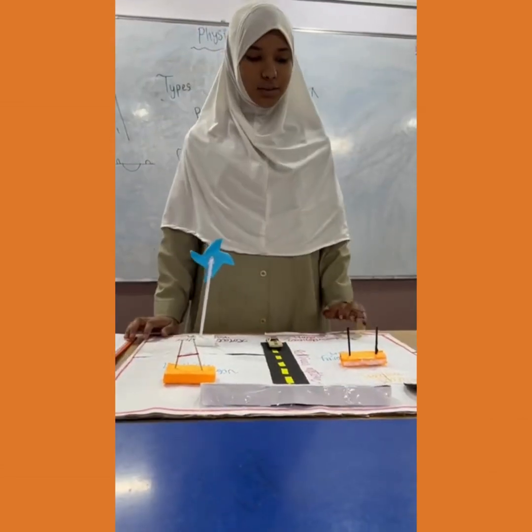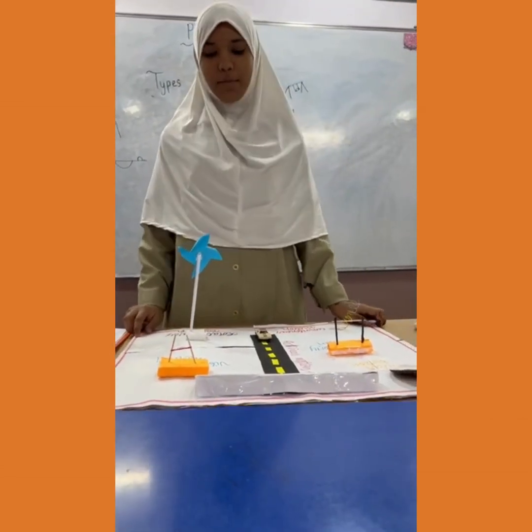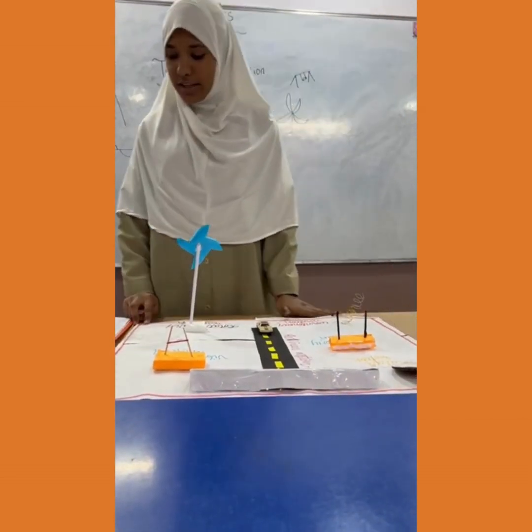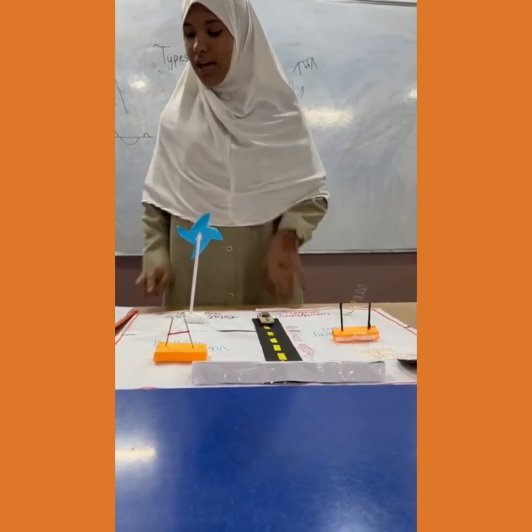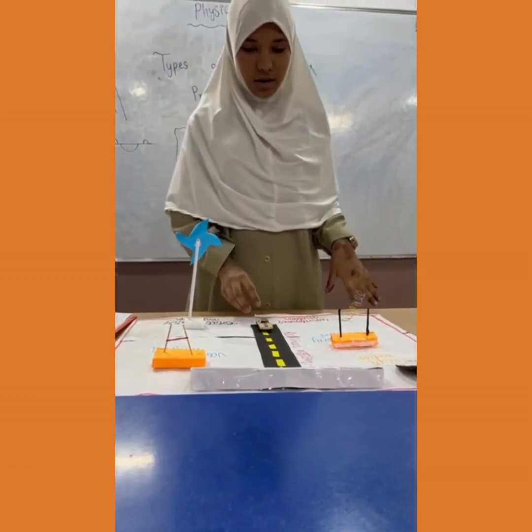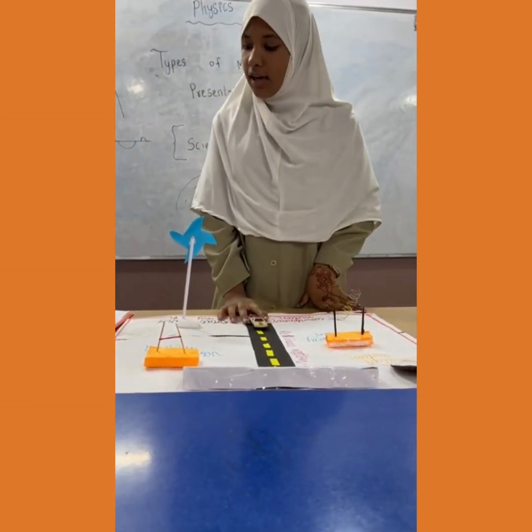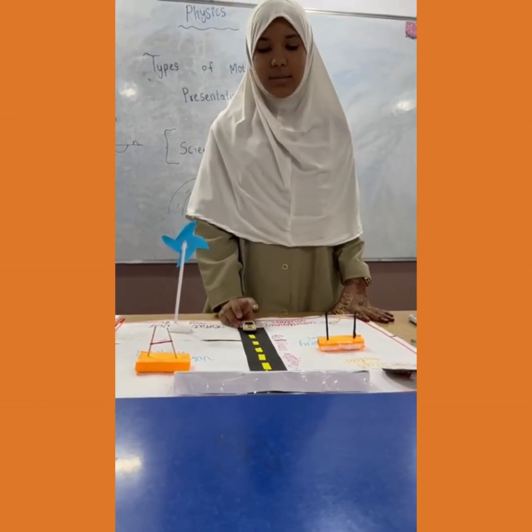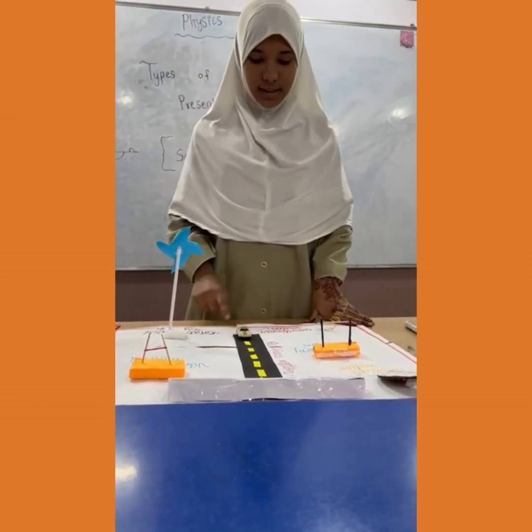Discussing types of motions. So there are three types of motions. The first is translatory motion. If a body is moving vertically or horizontally on the earth's surface, then it is said to be translatory motion. There are two types of translatory motion, that is rectilinear and curvilinear.